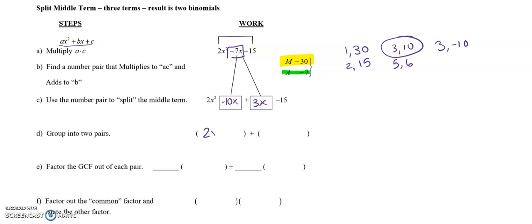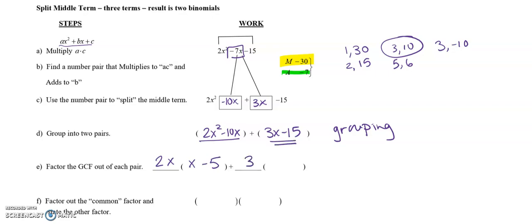Then what? I'm going to take the first two terms, that's negative 10x, and the second two terms, and I'm going to group them, kind of like factor by grouping. Then I'm going to take out the GCF of each pair. If I look at the 2x squared minus 10x, I can take a 2 out and an x out. What am I left with? I'm left with x minus 5. And in the second pair, I can take a 3 out and I'm left with x minus 5.